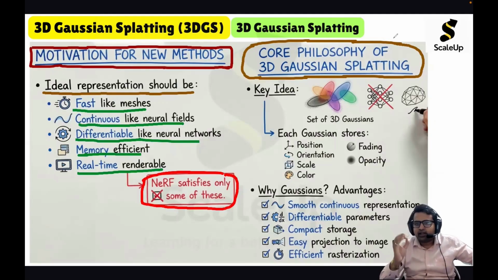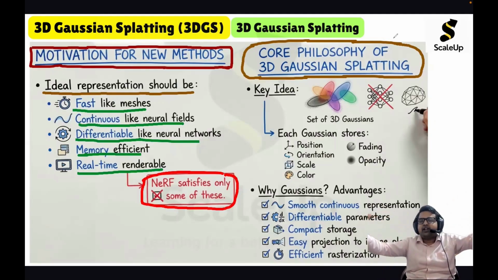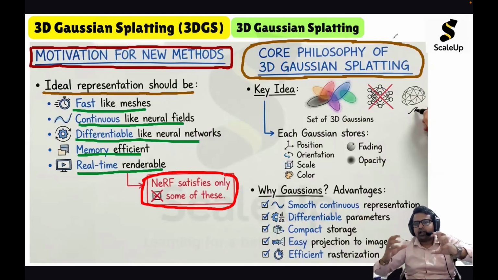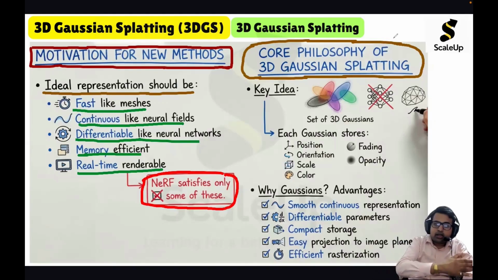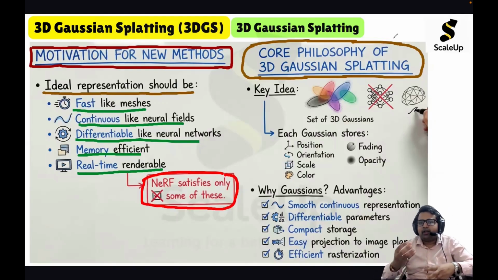Now see, the idea is very clear. I want to represent an object in 3D space. We call it the 3D representation. In the explicit representation, I made use of geometries. I combined the geometries to represent a 3D shape or a 3D scene. In neural radiance field, I made use of a neural network which learned a continuous mathematical function, and that continuous mathematical function represented a 3D scene.